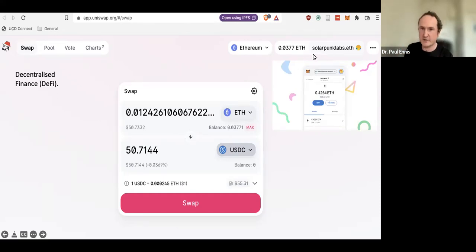In my case, I do use the domain name Solarpunk Lab. So that's just my username, but you don't have to do that. You can keep yourself completely anonymous. I just choose to use this for teaching purposes. Okay, so what do I do with decentralized finance?